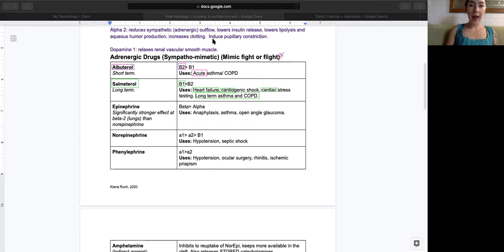Well, I personally like to remember that salmeterol is long because, oops, that's not what we wanted. We need one with a hole in the middle. Salmeterol is long because it has the word meter in it. So it's long.